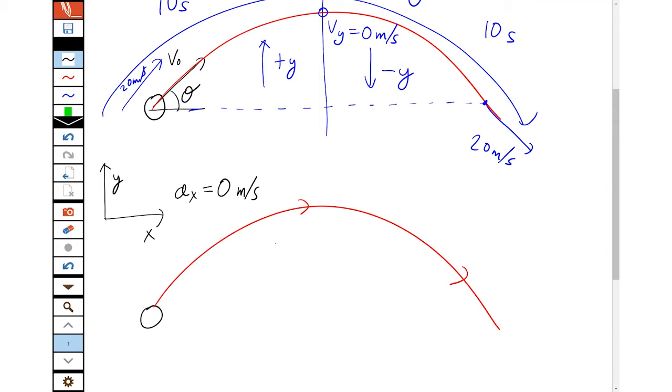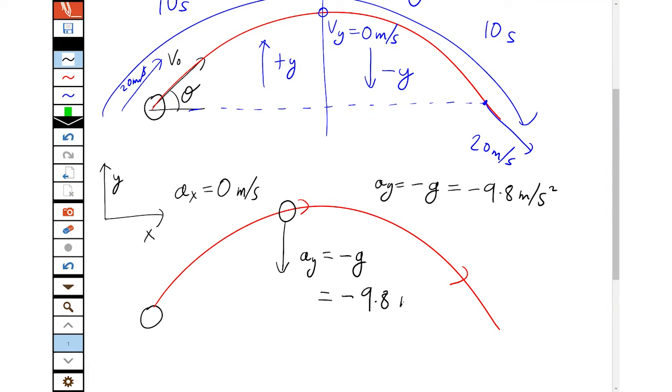In the y dimension, the acceleration is minus g. So it's minus 9.8 meters per second squared. So for our object flying through the air, it always has an acceleration down of minus g, so that's minus 9.8 meters per second squared. And we'll see now how to fit that into our equations of motion.